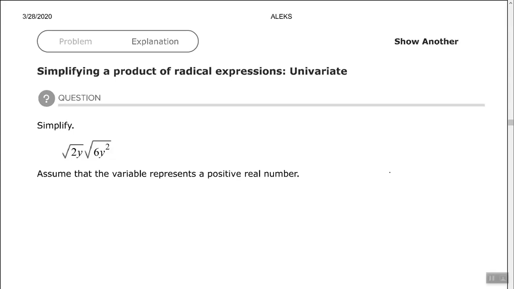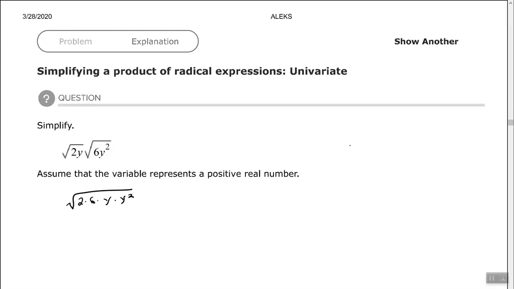Welcome back. In this video, we're going to continue with simplifying a product of radical expressions with one variable. So with this particular problem, we have the square root of 2y times the square root of 6y squared. So just like before, let's put those underneath one radical. So 2 times 6 times y squared.